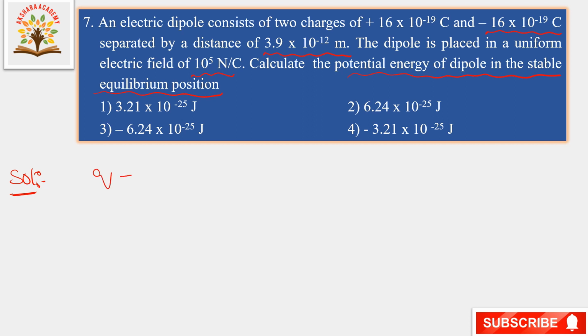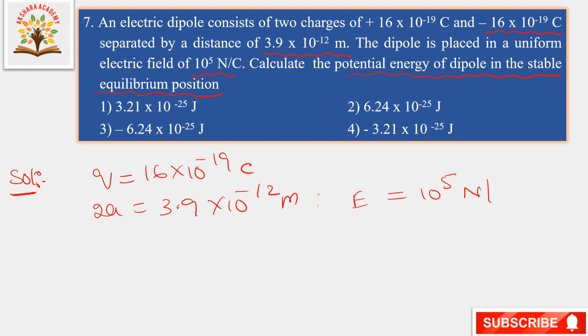Given charge q is equal to 16 into 10 to the power of minus 19 coulombs, and they are separated by distance 2a is equal to 3.9 into 10 to the power of minus 12 meters, and they have given the electric field E is equal to 10 to the power of 5 Newton per coulomb. Now we have to calculate the potential energy of the dipole in the stable equilibrium. So U stable is equal to question mark. Now let us go to the solution. U stable is the potential energy of the dipole in the stable equilibrium position.